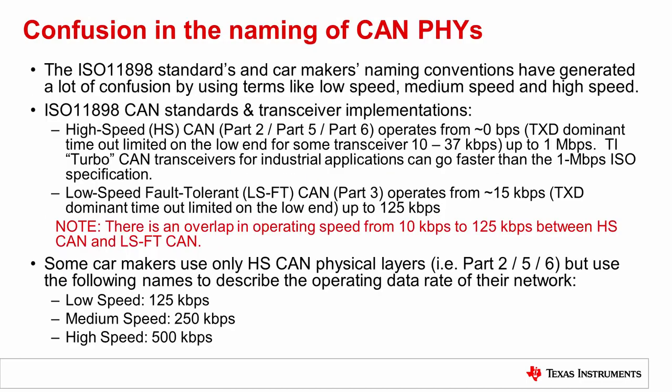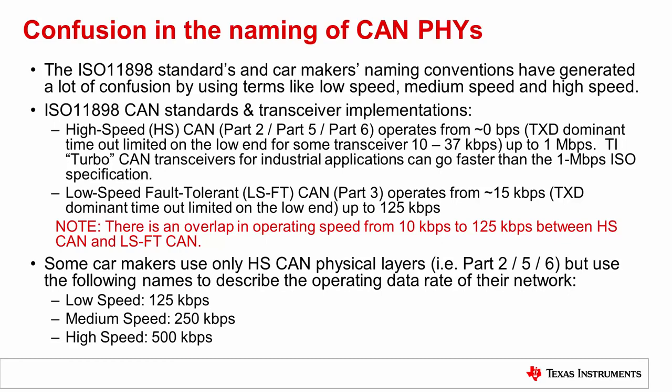The ISO 11898 standards and car makers' naming conventions have generated a lot of confusion by using terms like low speed, medium speed, and high speed. The ISO 11898 CAN standards and transceiver implementations fall into 2 categories. High-speed CAN, governed by parts 2, 5, and 6 of the standard, operates from 0 bits per second up to 1 megabit per second. TI Turbo CAN transceivers for industrial applications can go faster than the 1 megabit per second ISO specification.